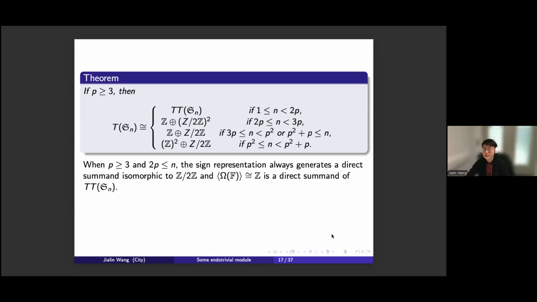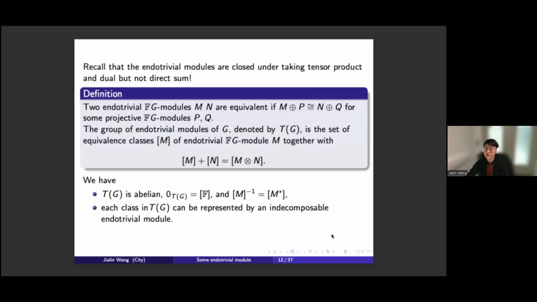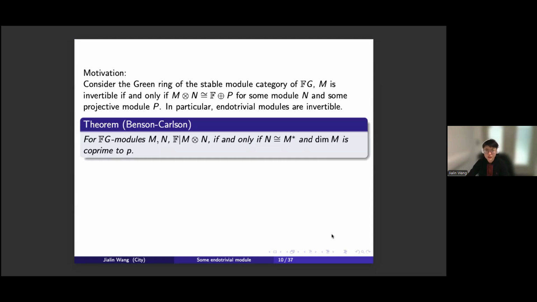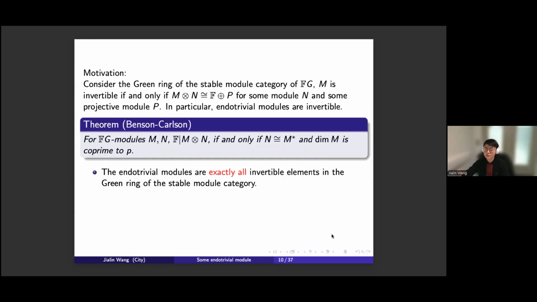Oh no, that's just for elementary abelian p-subgroups. M is endotrivial if and only if M restricted to any elementary abelian p-subgroup is endotrivial. But for a general subgroup, I think the result could be that if it contains the vertices or the normalizer of the vertices or something, then M restricted to such a subgroup will again be endotrivial.